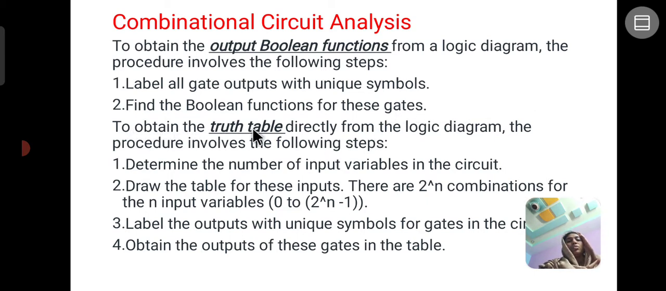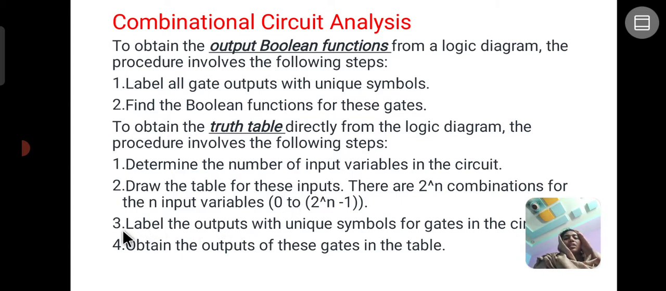To obtain the truth table directly from the logic diagram, the procedure involves the following steps. Using the truth table also, we can draw the logic diagram. For that we have these four steps. One is to determine the number of input variables in the circuit, and the second is to draw the table for these inputs. There are 2 power n combinations for n input variables. If we have 2 inputs, the possible combinations are 2 power 2, which is 4. If we have 3 inputs, the number of possible combinations is 2 power 3, which is 8. So if the number of inputs is n, the combinations are 2 power n.